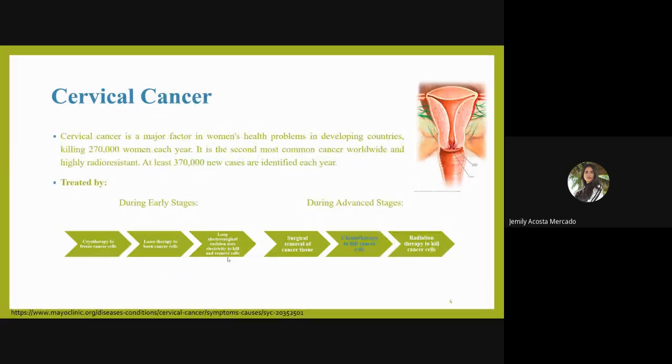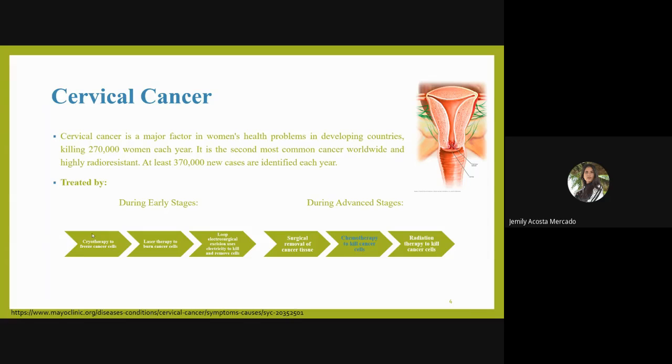Cervical cancer is a type of cancer that occurs in cells of the cervix. Cervical cancer is a major health problem in developing countries, killing 270,000 women each year. According to the article, it is the second most common cancer worldwide and highly radio-resistant, and at least 370,000 new cases are identified each year.